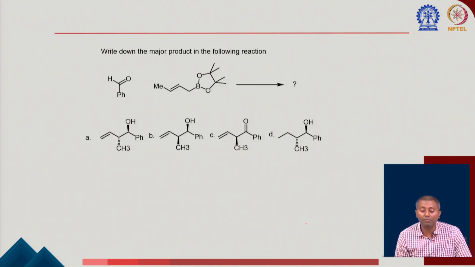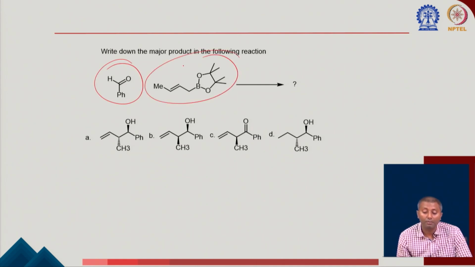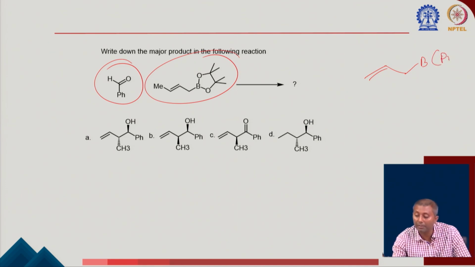Write down the major product in the following reaction. If you treat this corresponding benzaldehyde with the corresponding allyl boron compound. Okay, so here you have an allyl boron compound. What will be your product? Again, if you have learned about allyl boron compounds, one of the important things about them is that here you have a pinacol or Bpin.